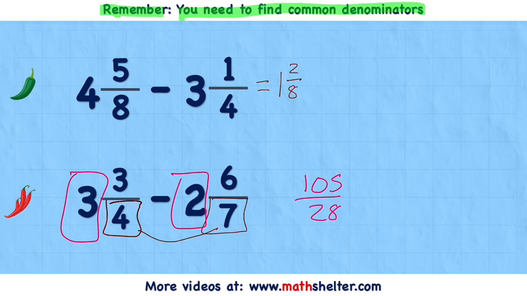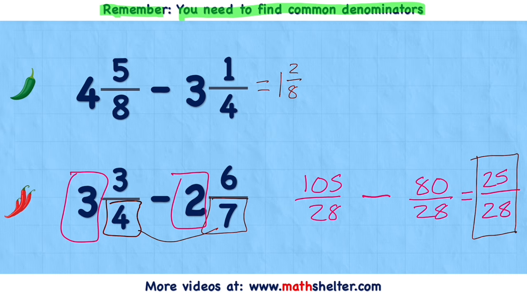So now I can say 105/28 subtract 80/28. Wow. We've just done a lot of work to get to this point here, but now it's super simple because now I can see that the answer has to be over 28 because I'm working in 28. So it'll always stay 28. 105 subtract 80 leaves me 25. Mamma mia. So my answer is 25/28.